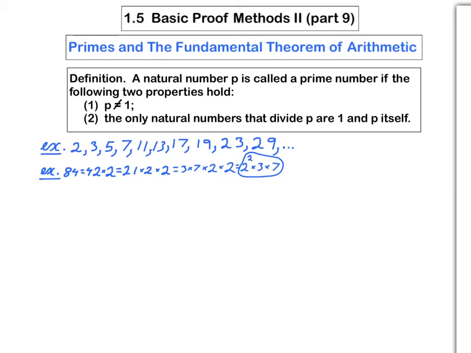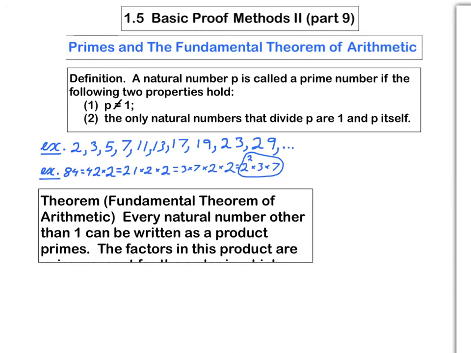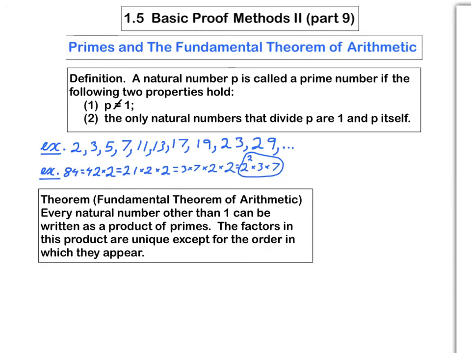Okay, so the fundamental theorem of arithmetic says that one can do that for any natural number in essentially a unique way. So here's the statement of the theorem. The fundamental theorem of arithmetic says that every natural number other than 1 can be written as a product of primes. The factors in this product are unique except for the order in which they appear.